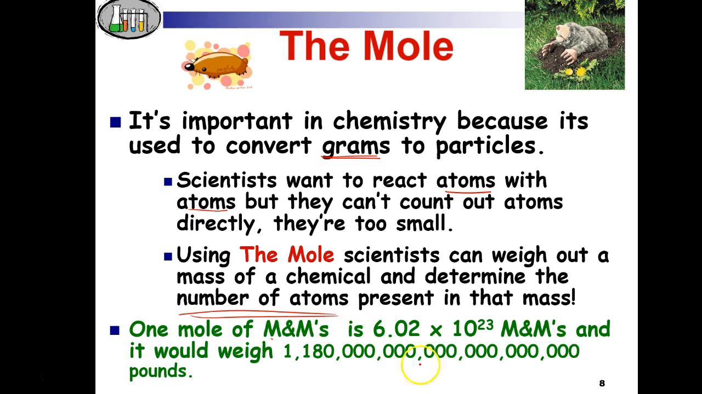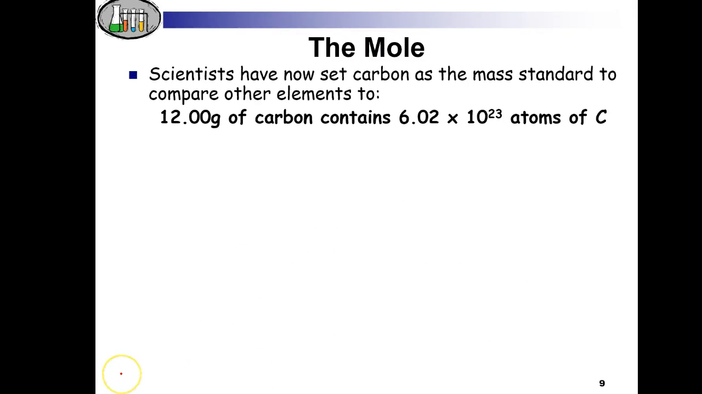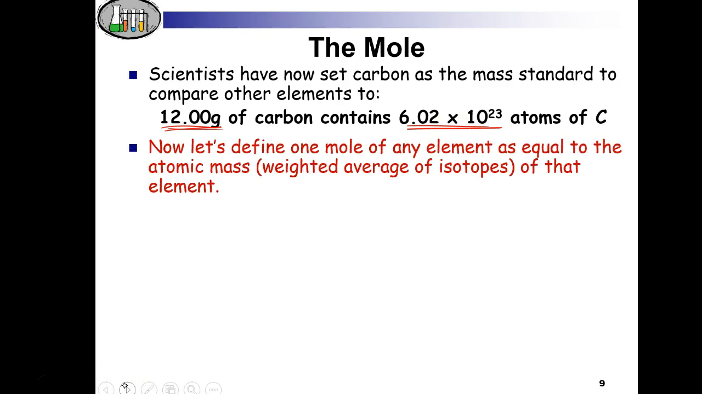So 1 mole of M&Ms, just to let you know, is 6.02 times 10 to the 23rd M&Ms, probably more M&Ms than have ever been made in the history of the world. And it would weigh, I don't even know what the word is for that, a lot. So the way we figure out how much 1 mole of everything is, we're going to set a standard. We're going to say that 12 grams of carbon contains exactly this many atoms of carbon. That is our standard. Everything else is based off of this number in comparison using the weighted average.